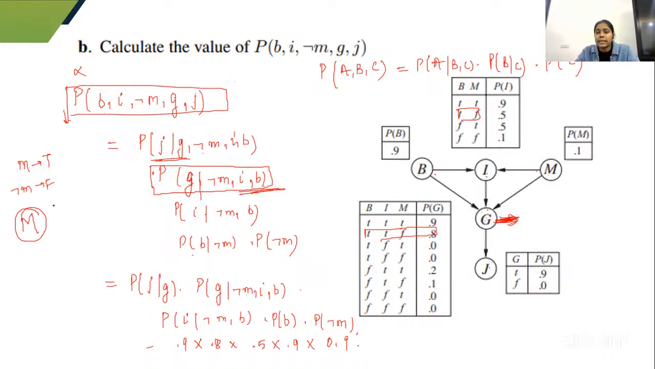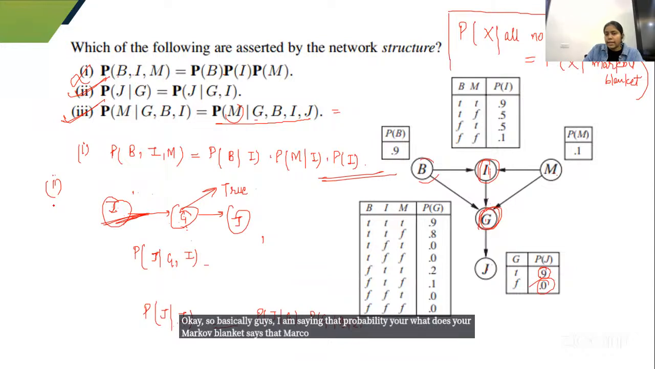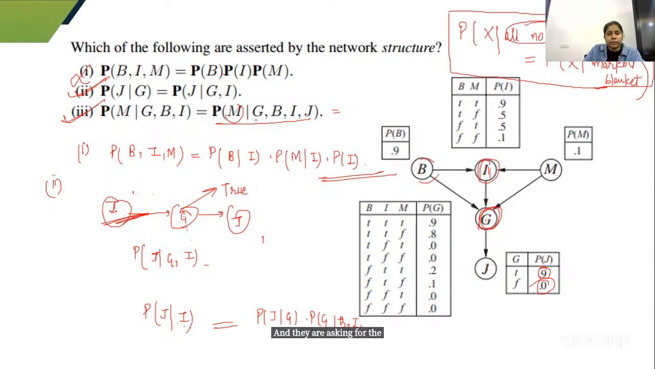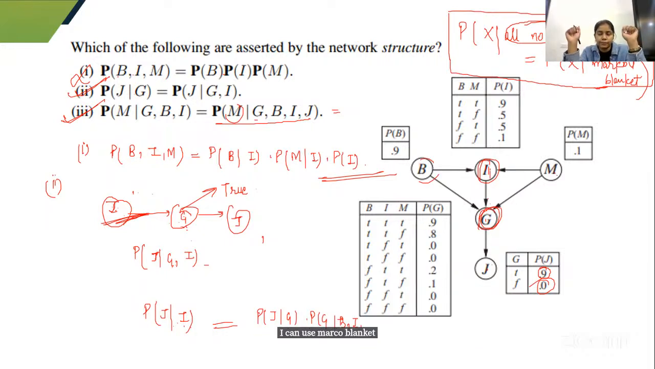Okay. So basically, guys, what does the Markov blanket say? Markov blanket says that probability of X given all nodes equals probability of X given Markov blanket, right? So if we have all the nodes given and they're asking for the probability of a particular node, then to decrease the number of nodes, I can use its Markov blanket. I can use Markov blanket if I have all the nodes given, right? Then it would be given its Markov blanket.